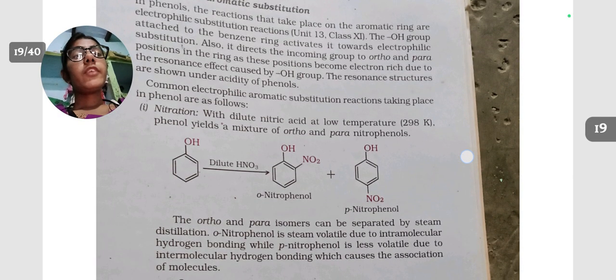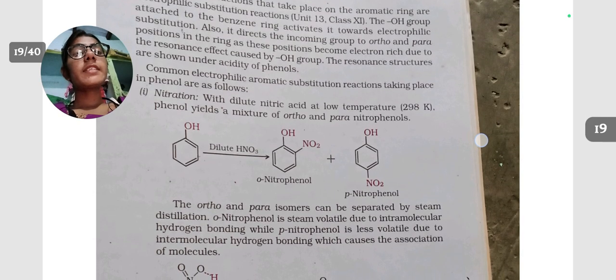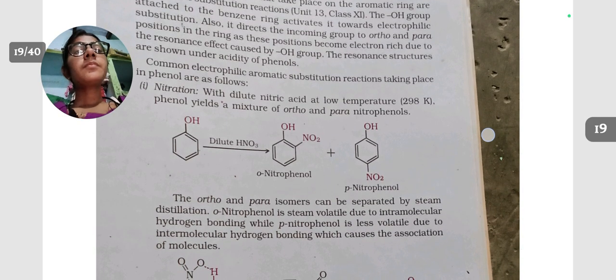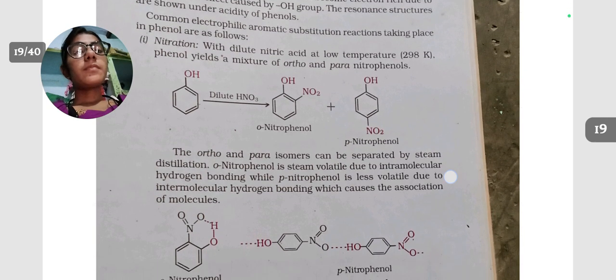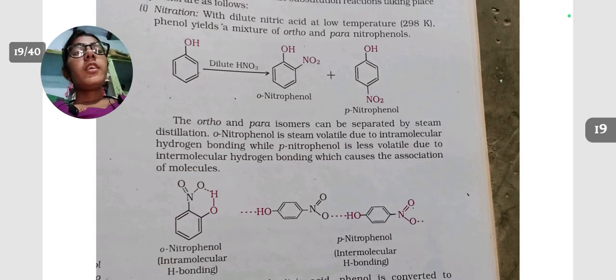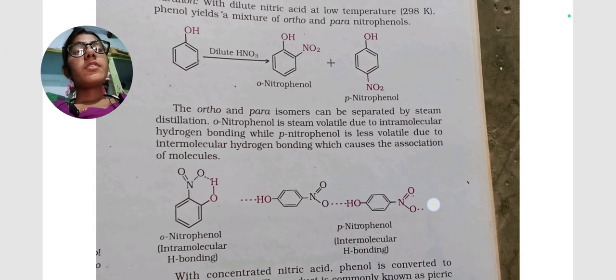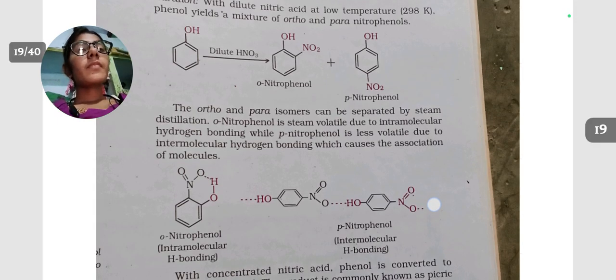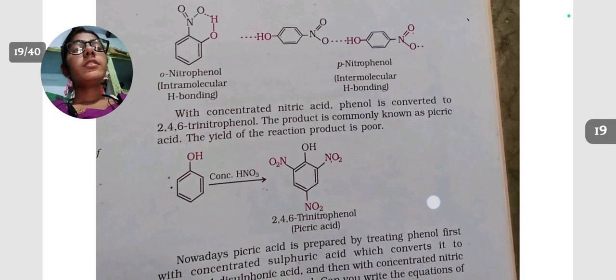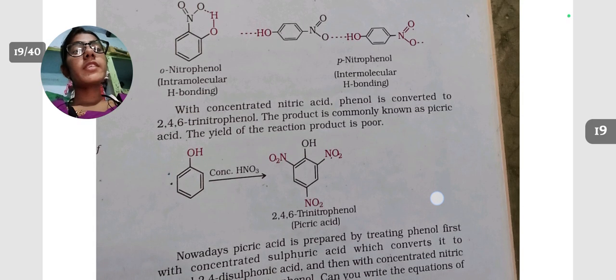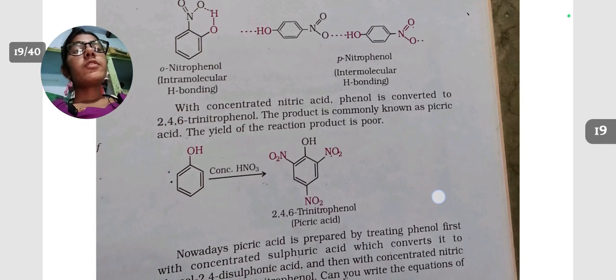Common electrophilic substitutions are the nitration with dilute nitric acid at low temperature at 298 Kelvin. Phenol gives a mixture of ortho and para nitrophenols. The ortho and para isomers can be separated by steam distillation. The ortho nitrophenol is steam volatile due to intramolecular hydrogen bonding, while para is less volatile due to intermolecular hydrogen bonding, which causes the association of the molecules. With concentrated nitric acid, phenol is converted to 2,4,6-trinitrophenol, the product commonly known as picric acid.